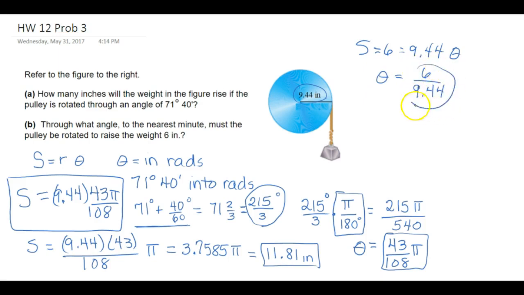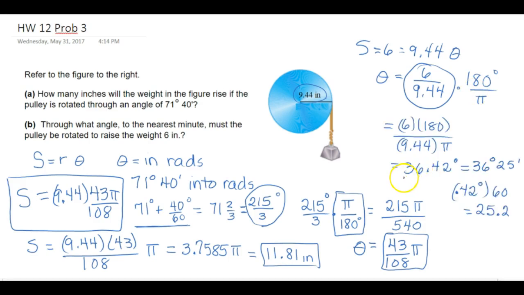So all I need to do is find this number and then use our converter and do 180 degrees over pi and get that into degrees. And that's how you do part B. So we have 36.42 degrees. We get that decimal portion and multiply it times 60, and that will tell me how many minutes. Since they wanted us to round to the nearest minute, our final answer is going to be 36 degrees and 25 minutes. And that concludes this video.